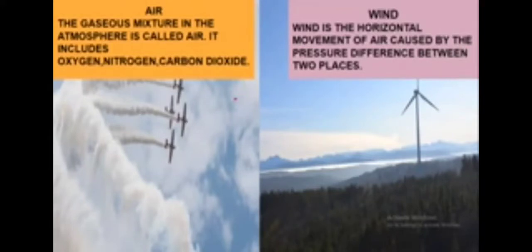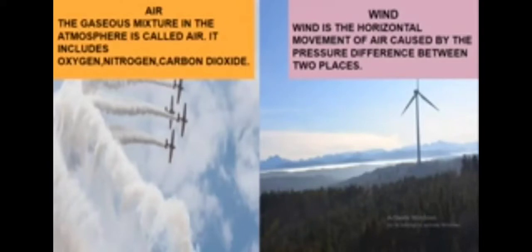Okay, now what is wind? Wind is the horizontal movement of air. So it is a movement of air in which the air moves horizontally. That means this way. Horizontal. Look at the pointer. The horizontal movement of air is called wind. And this movement of air is caused by what? What is the reason for the movement of air? Why is this horizontal movement of air there? It is because of the pressure difference between two places.